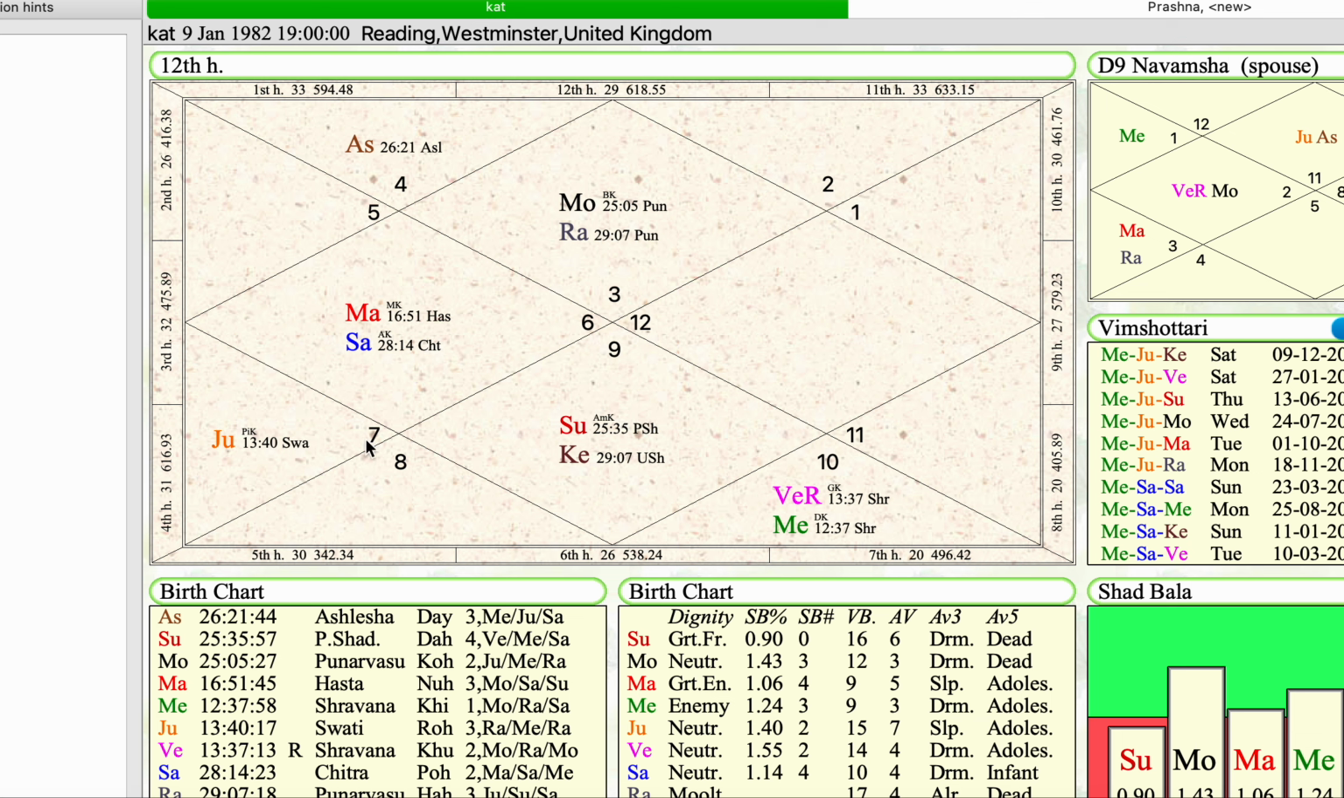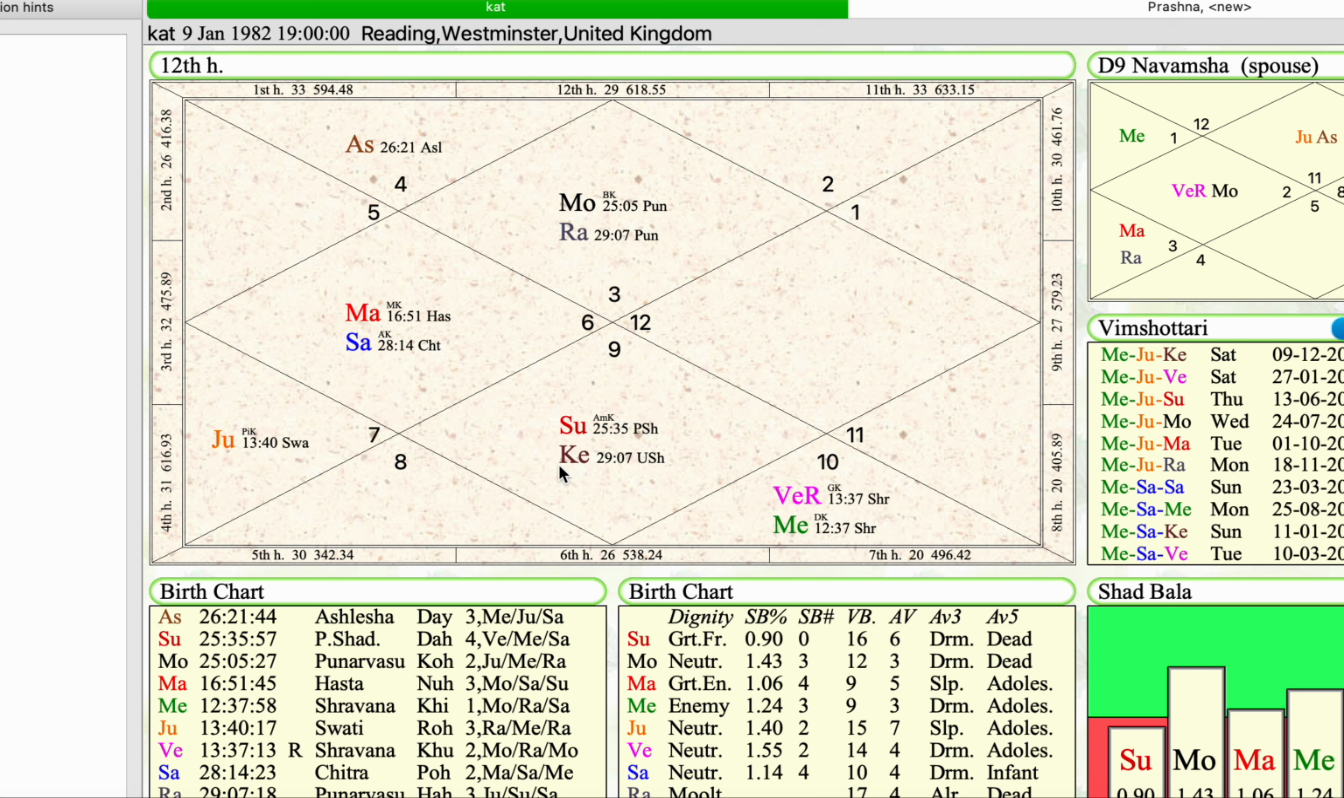Similarly for Jupiter also. If you see the moon lagna of Princess Kate, Jupiter is ruling the seventh house and the 10th house. The 10th house is the mother-in-law, that is Princess Diana. So we all know what happened.